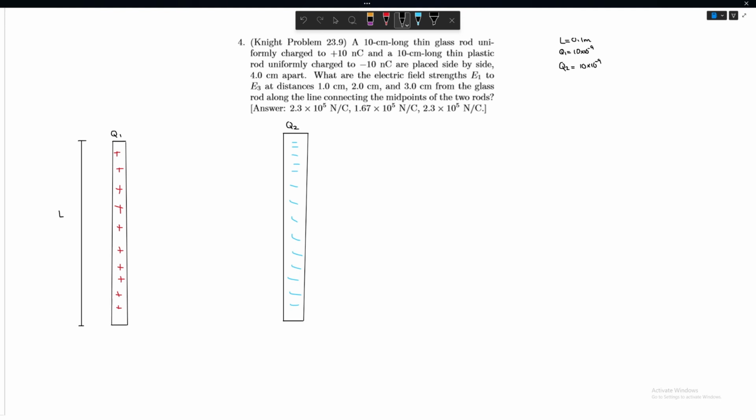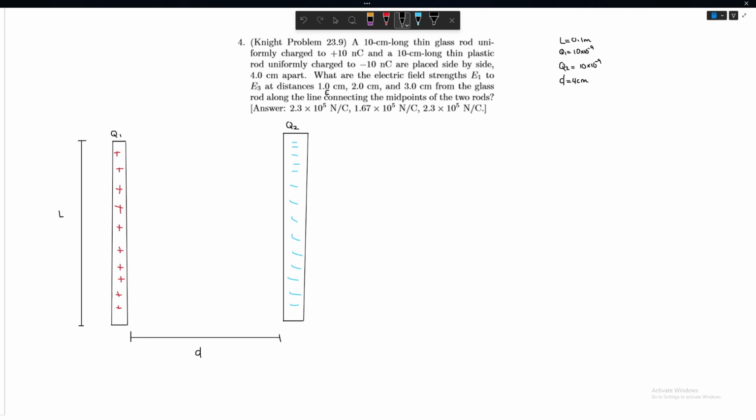Well, not difference, but what are they asking for? So they're saying they're 4 centimeters apart, so there's some distance apart, and I'll put my distance up here. As you can see on my diagram, I never put numbers, so it looks clean. And I put all my details on the side so I can find them in the same spot. And apart, what are the electric field strength E1 to E3 at distances?